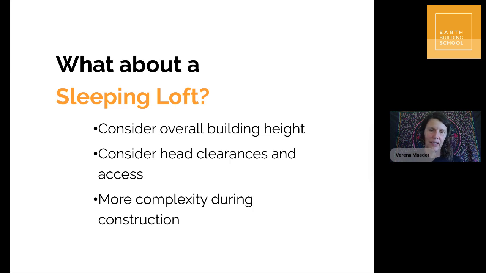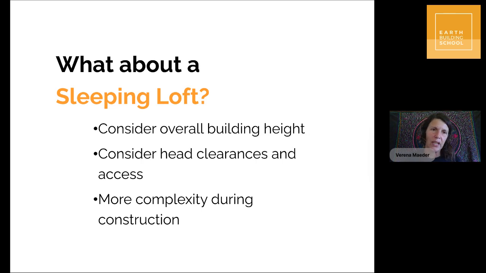So I wanted to put this in here because in a way, the sleeping loft is an extension of your floor space. So consider the overall building height. You really shouldn't be more than 3.5 meters tall. There is kind of a ratio of floor area to height in terms of the stability of the building. So stick below 3.5 meters, including the thickness of the wall of the roof structure.